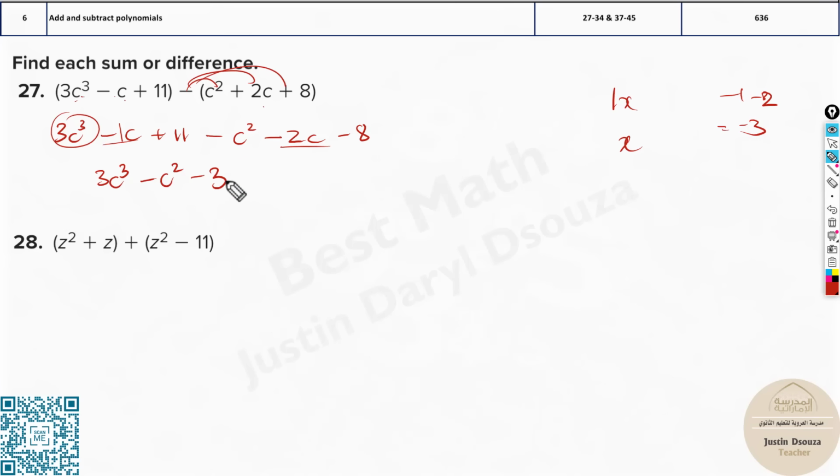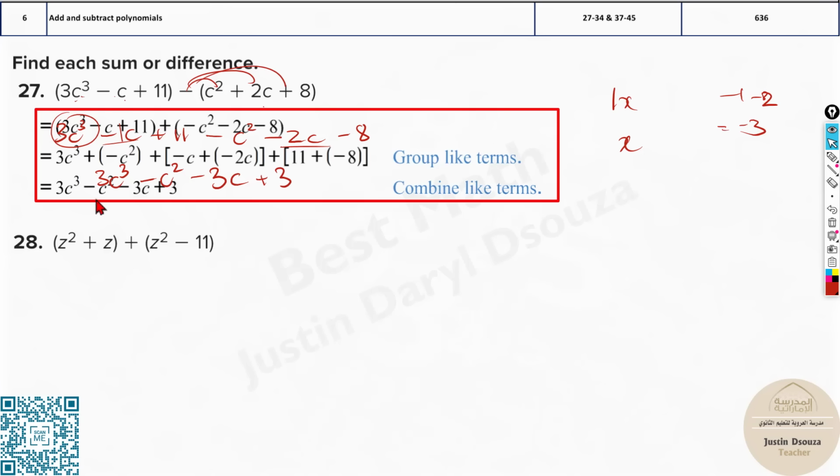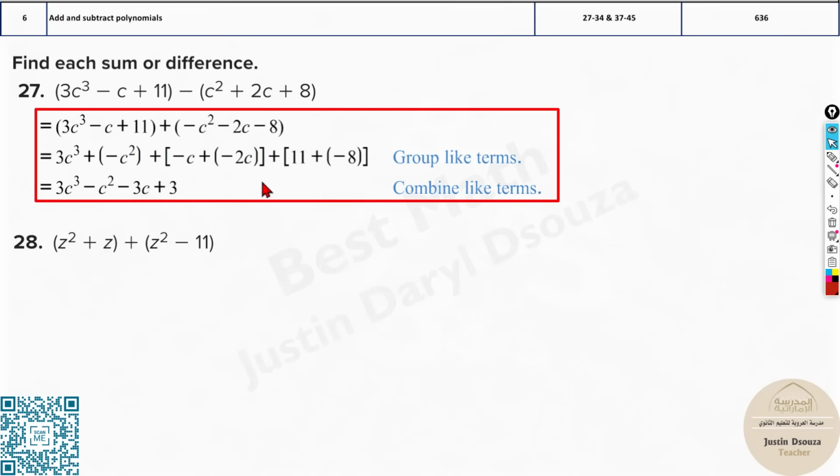So minus 3 what? c you should write. And lastly, plus 11 minus 8 would be plus 3. So this is it. That is the first answer. Very easy, right? That's the answer. Now there is a shortcut method as well. I mean, not a shortcut method, a calculator method, but that is more complicated. But I'll show you over here.